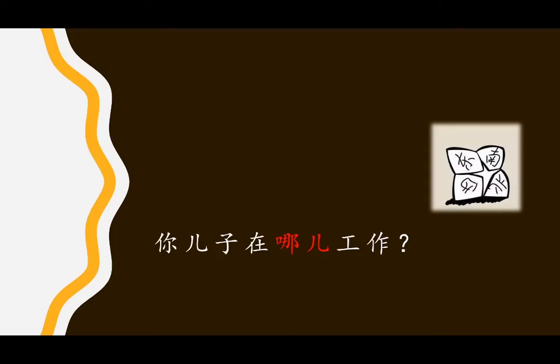你儿子在哪儿工作? Where does your son work? The keyword is the red one, 哪儿, which means where or which place. So in this lesson, we are going to learn how to describe the location of something or someone and how to ask the location. Okay, let's start.